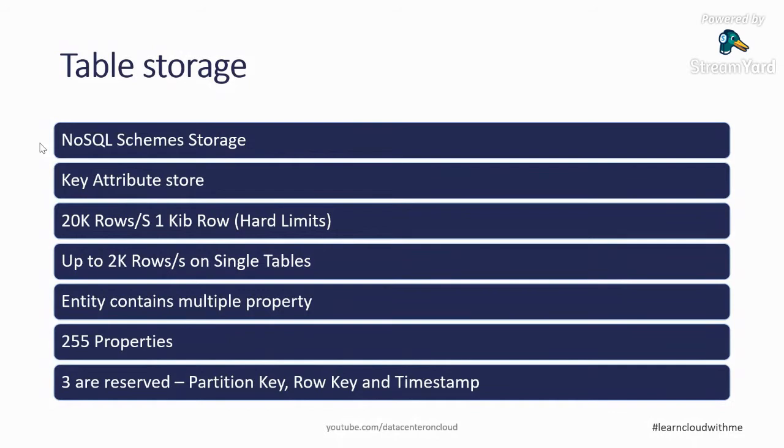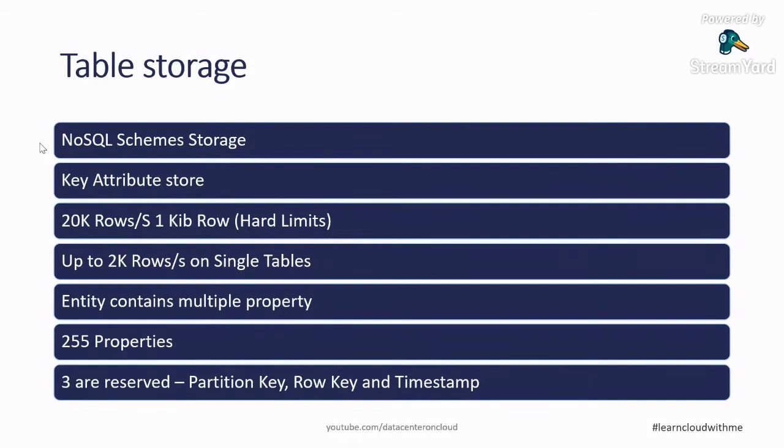And the data size, I would like to highlight, can be up to 500 terabytes for queue as well as for table storage. But these are the read and write performance metrics. The 20k is the read metric: from a single storage account, regardless of how many tables there are, 20k is the maximum read limit. And for a single table it is 2000 rows per second.